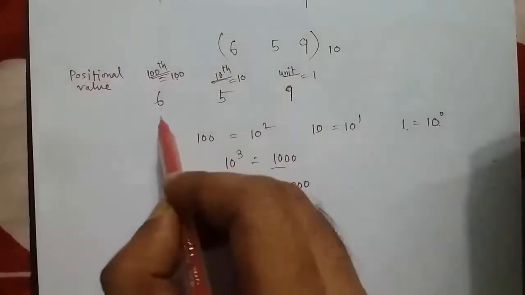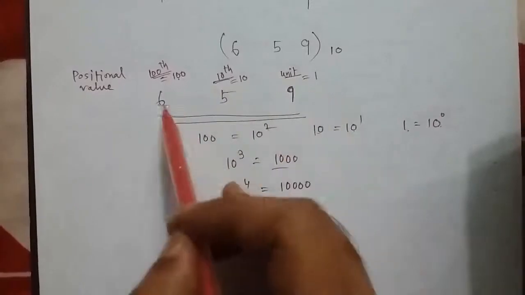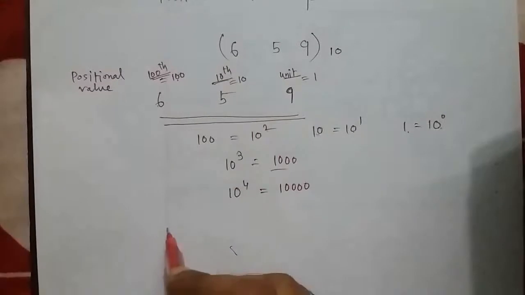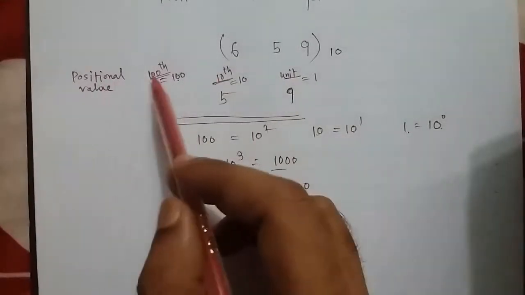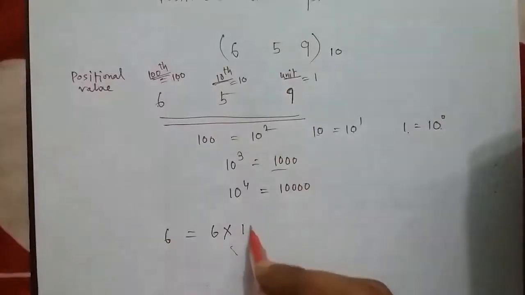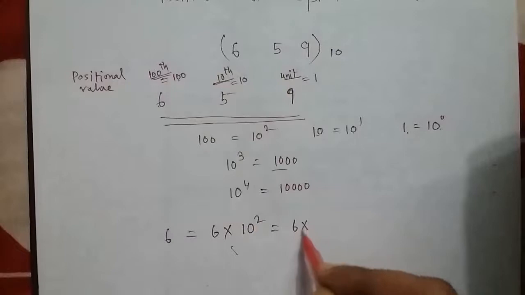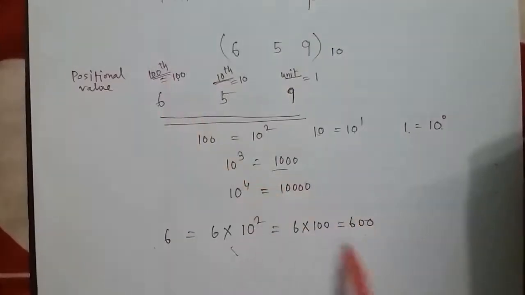So get back to this number. Here 6 is not actually 6. Here 6 represents how much? 6 represents its place value, and the place value of 6 here is 6 into the positional value, which is 100. That means 10 square, 6 into 100, that means 600. So actually 6 represents 600.